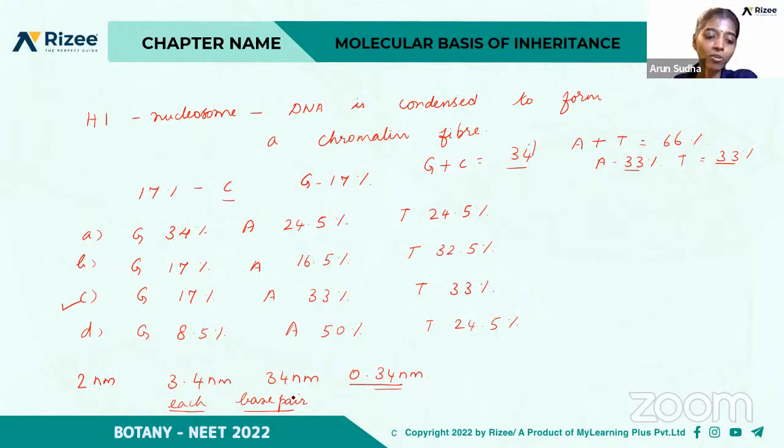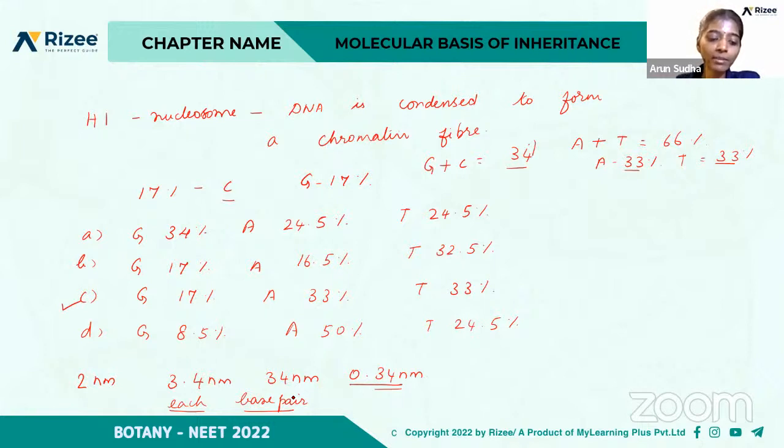Then find out the wrong statement about heterochromatin. It is densely packed, it stains dark, it is transcriptionally active, it is late replicating. Yes, "it is transcriptionally active" is the wrong statement, because only euchromatin is the transcriptionally active form of the chromatin. So C is the right answer.